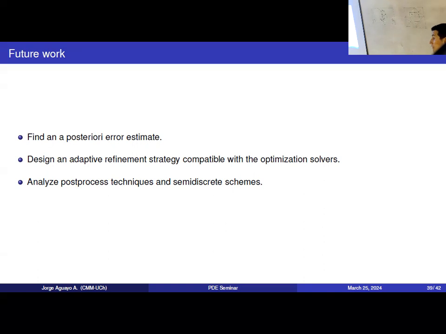We have a preprint for the numerical results that is in a very advanced stage in a journal, so I'm positive about things.